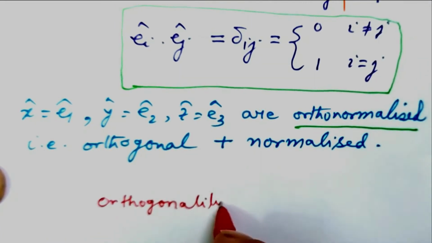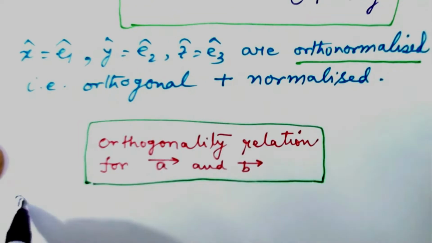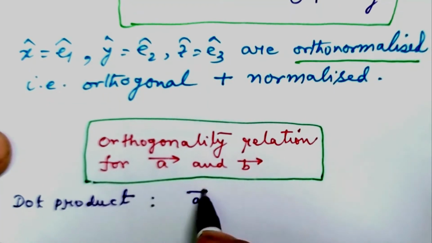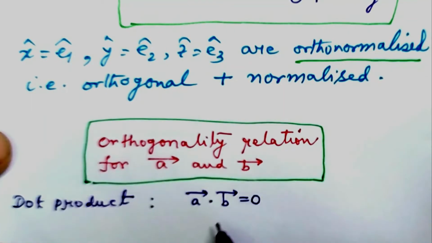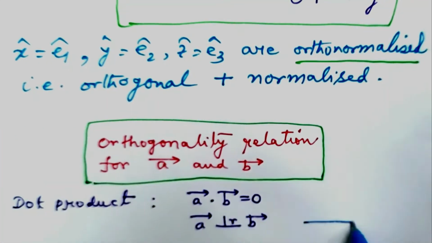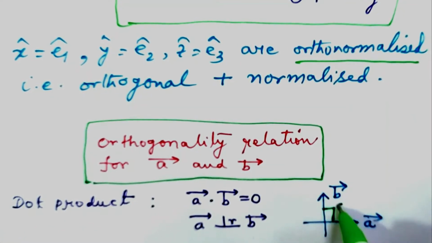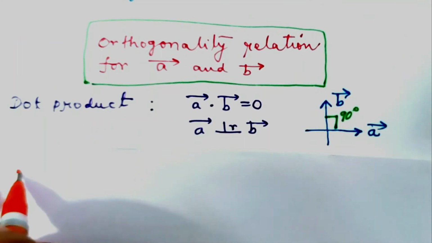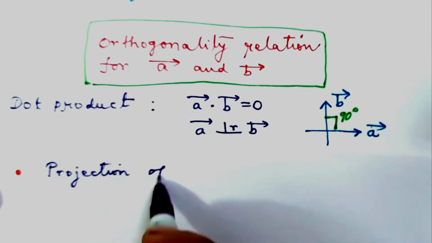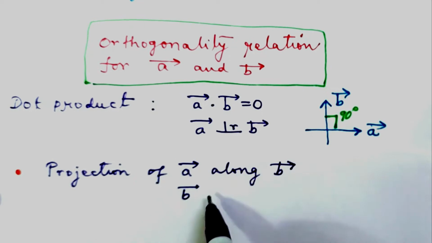The orthogonality relation for vector A and vector B is expressed through the dot product, namely vector A dot vector B equal to 0. This means that vector A is perpendicular to vector B. This is vector A and this is vector B, and the angle between them is 90 degrees. This means that the projection of vector A along vector B is 0 and that of vector B along vector A is 0.